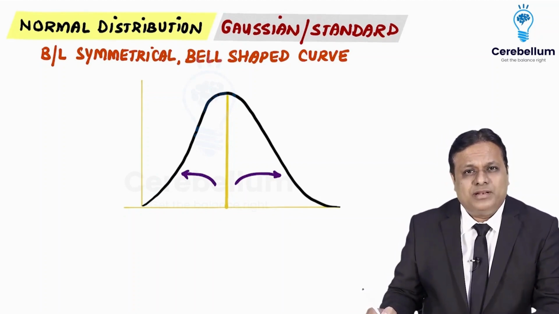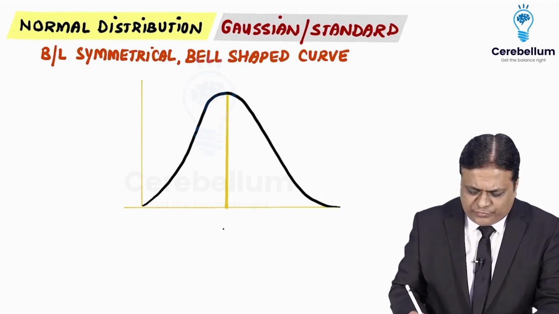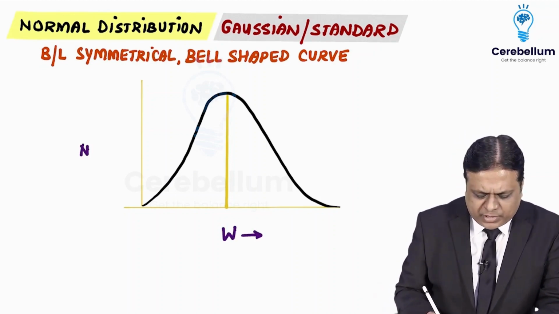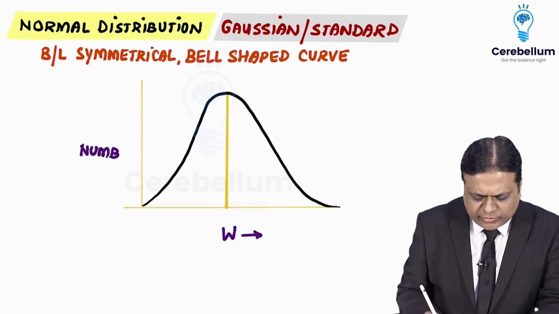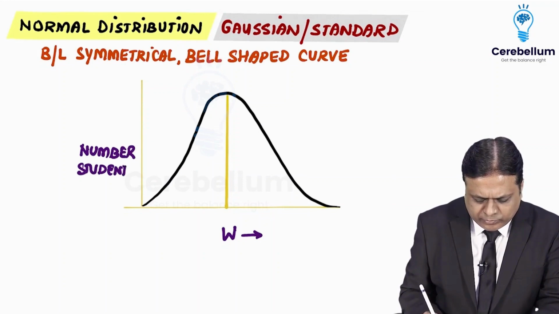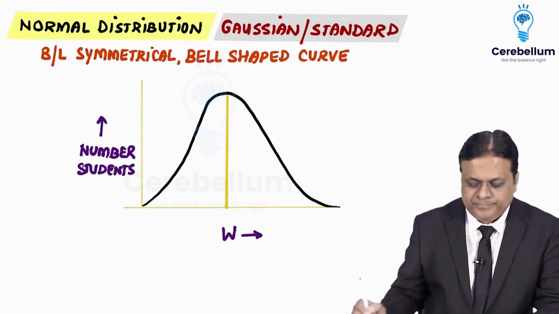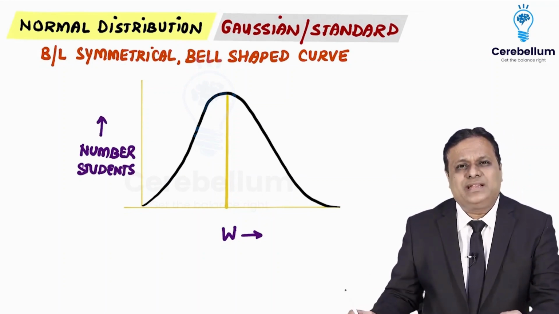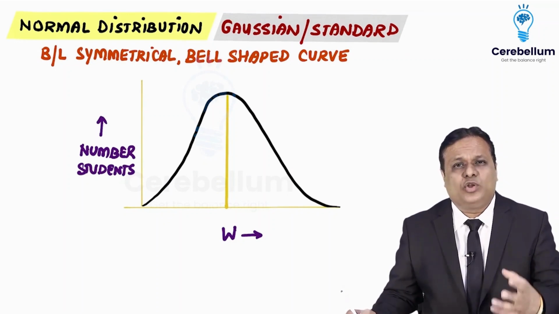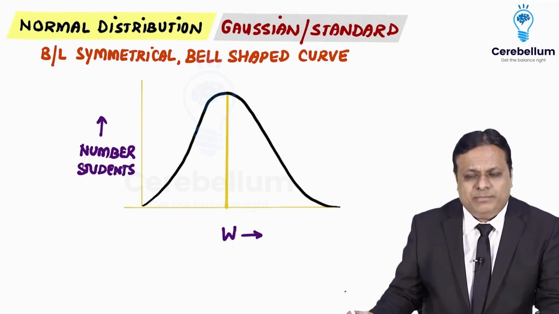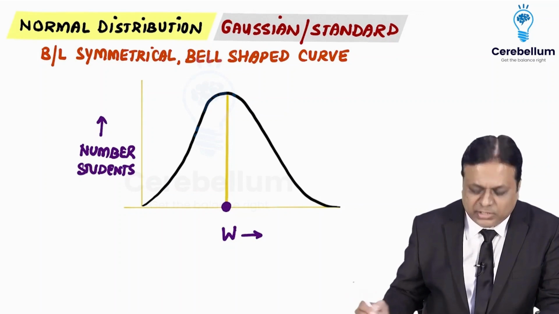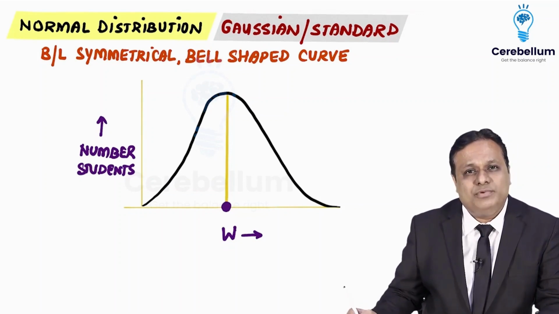To take an example, suppose I plot weight of students on x-axis in your class and number of students on y-axis. And it gives me a bilaterally symmetrical bell-shaped curve. Then I will say weight of students in your class follow a normal distribution. Can you tell me which is this blue or purple dot representing in a normal distribution?